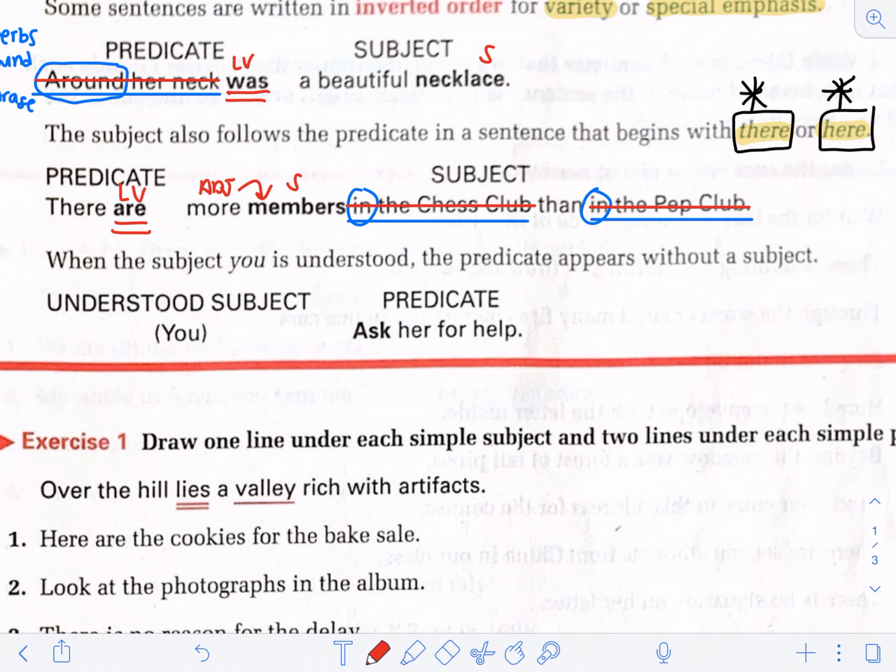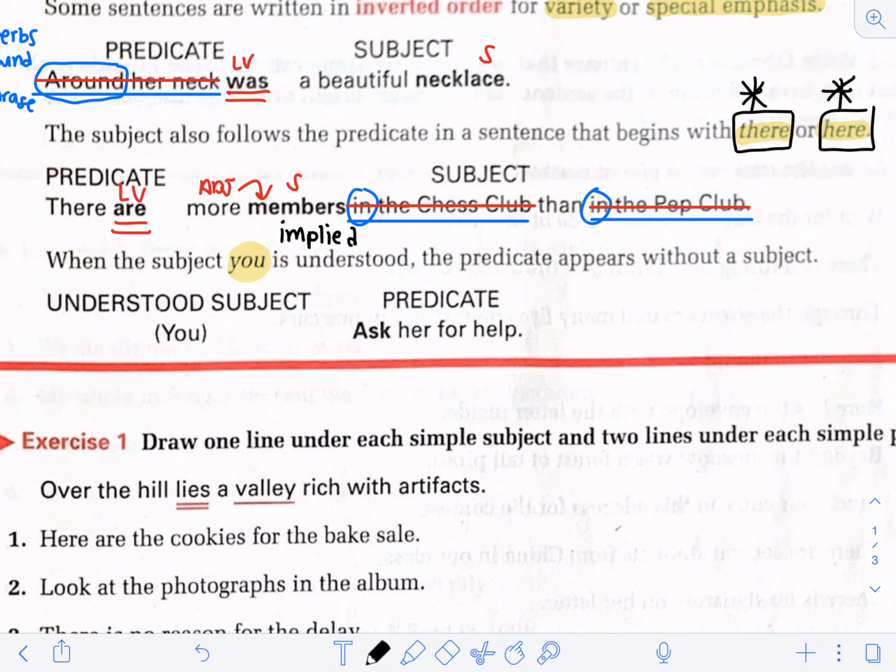Then this says, when the subject you is understood, you being understood just simply means that it's implied. Oftentimes when your mom tells you to make the bed, she doesn't say you make the bed, she says make the bed. You know, because of tone and context, that she is talking to you.